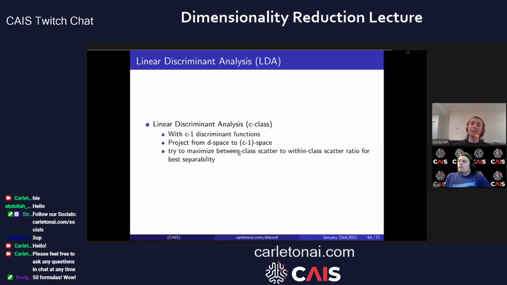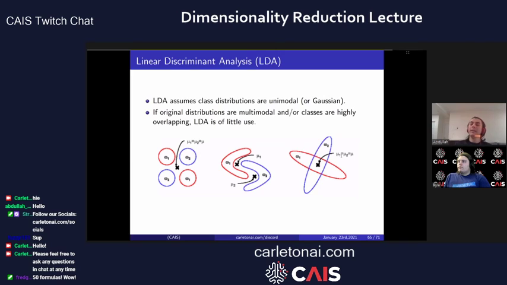And now you see the difference between LDA and PCA, because in PCA, you get to choose the number of features. You get to choose K. You can increase K or reduce it, but in LDA, that's not something you get to choose. And in LDA, we're trying to maximize the between classes scatter to within class scatter ratio for best separability.